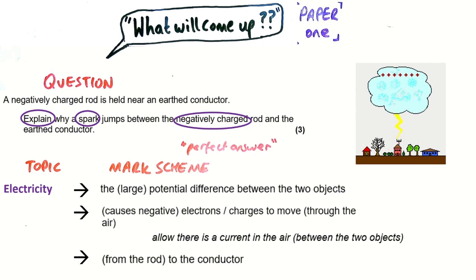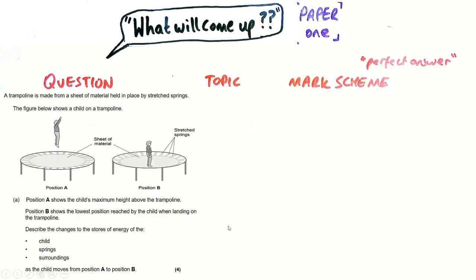Right, we've got one about energy transfers here. Here's a question about energy transfers, which is something that students might think is fairly straightforward, but you've got to be really specific with your language here. So here's the question. We've got someone on a trampoline. It shows they jump from low to high, and it tells you where they got stretched springs. It says describe, so not explain, describe the changes to these stores of energy in the child, the spring, and the surroundings. Now, when I've marked this question before, a lot of people talk about the child, not many people talk about the springs or the surroundings.